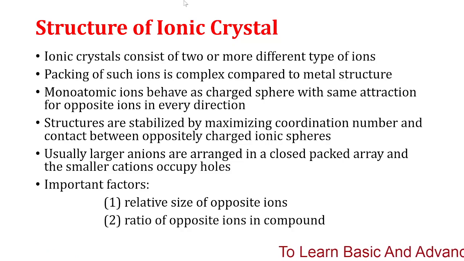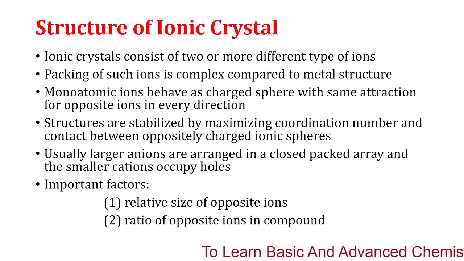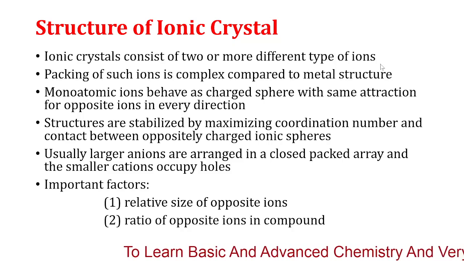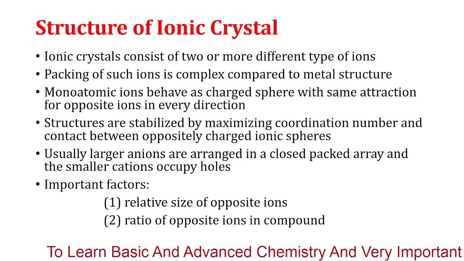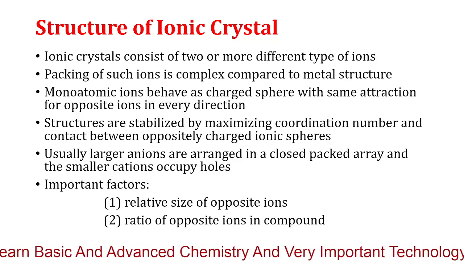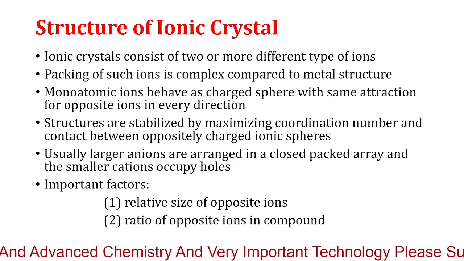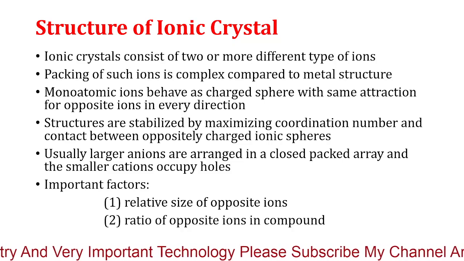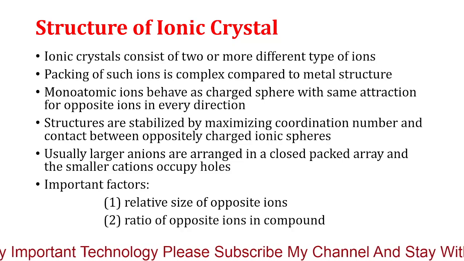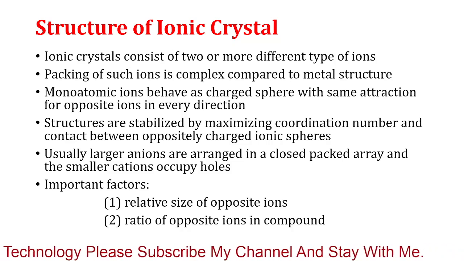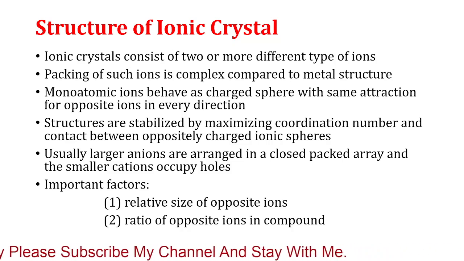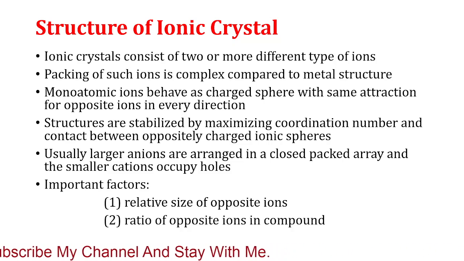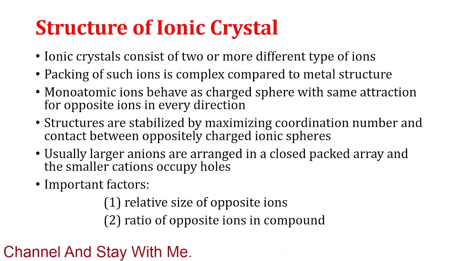So ionic crystal consists of two or more different types of ions. Definitely we will have at least two. In sodium chloride, we have sodium of one size and shape and with different electropositivity, sorry. And in case of chloride, we have another atom with different shape. So ionic crystal consists of two or more different types of ions.